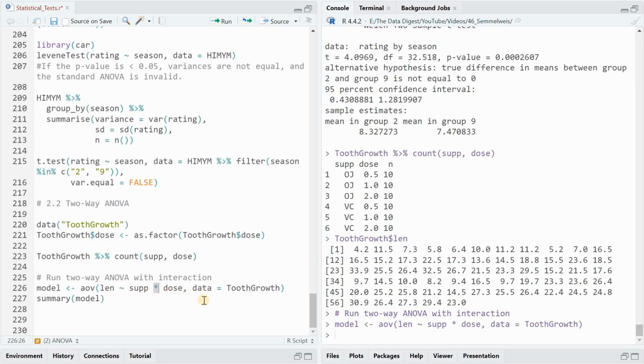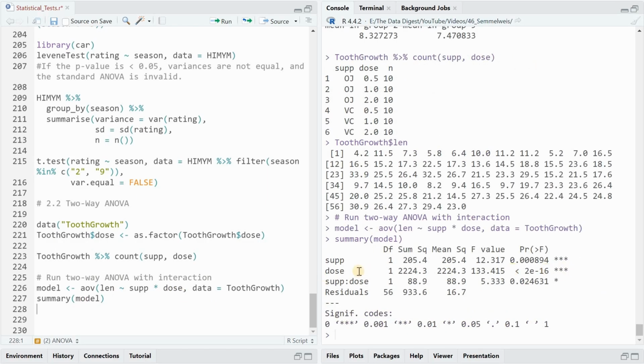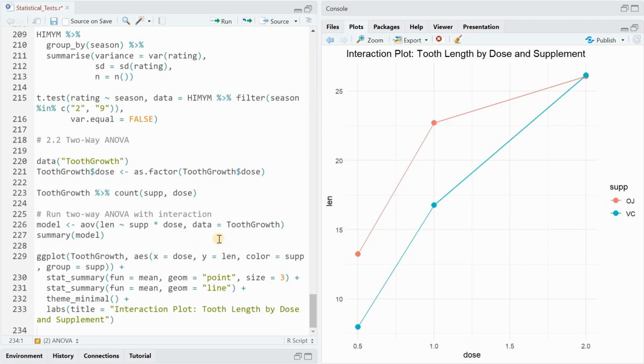Now with interactions, this would be without interaction if you use the plus sign. With a star it's the interaction term, and we get a summary where the dosage is significant, the supplement type, and the interaction. And a way to visualize interaction in linear models or ANOVAs is with a line chart, where you can see that orange juice is more effective than vitamin C for tooth length. That's why the supplement type is significant.